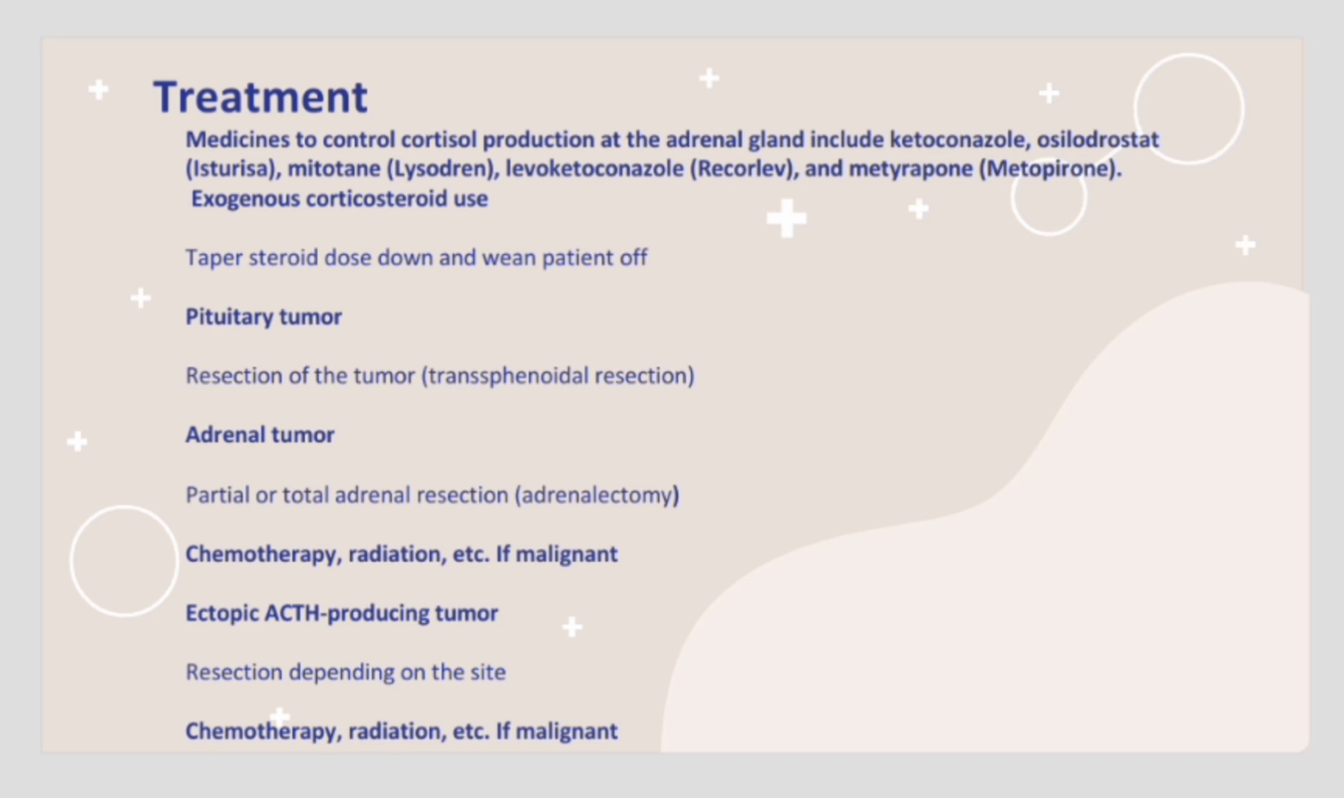metyrapone. Taper the steroid dose down and wean the patient off. For pituitary tumor, resection of the tumor. For adrenal tumor, partial or total adrenal resection, chemotherapy, radiation, etc. if malignant. For ectopic ACTH producing tumor, resection depending on the site, chemotherapy, radiation, etc. if malignant.